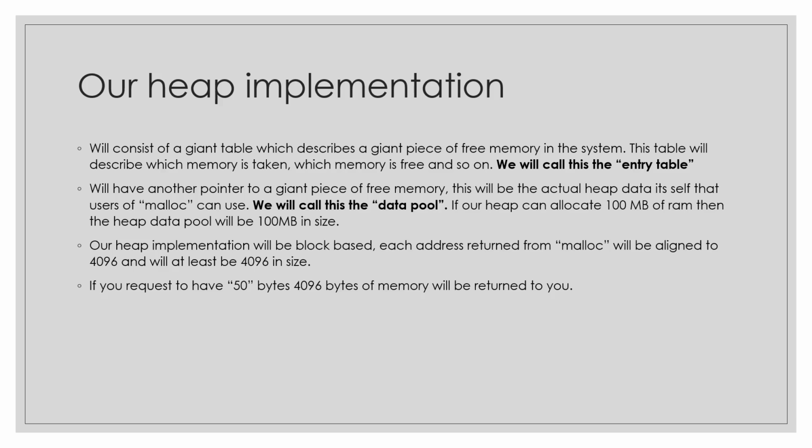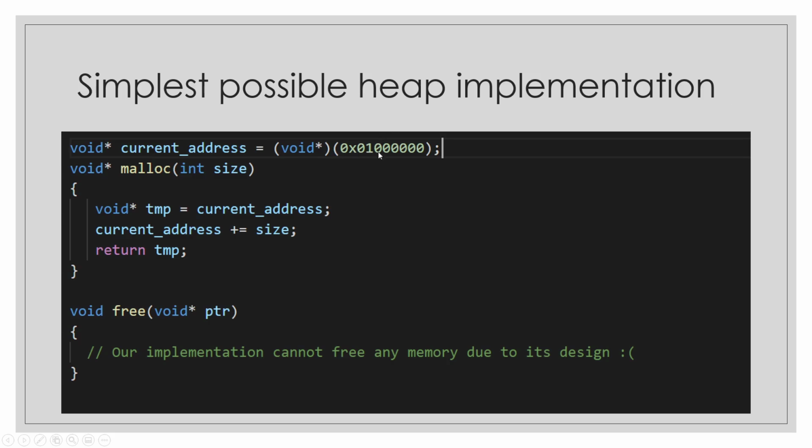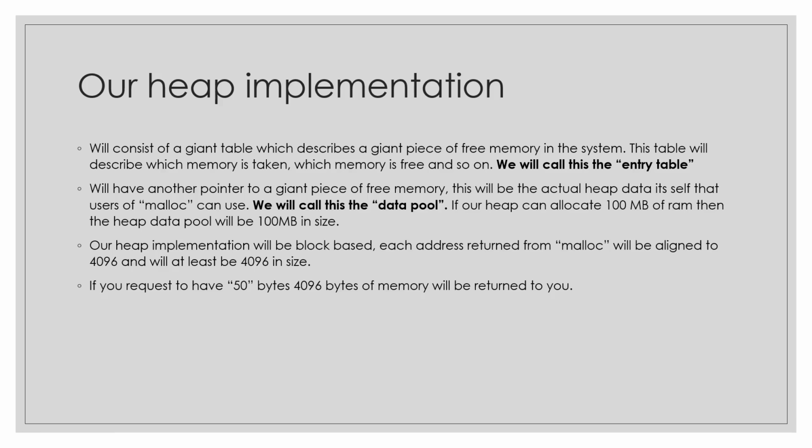So that only makes up part of our heap implementation. We also need a pointer to a giant piece of free memory. Again, that address that I showed you here, this address here will be where we will point that, right? And that'll give us around 3 gig of memory for a 4 gigabyte installed system. So yeah, simply put, this pointer will point to that memory and we will call this the data pool. If we set up our heap to be able to allocate 100 megabytes of RAM, then the heap data pool will be 100 megabytes in size, okay?